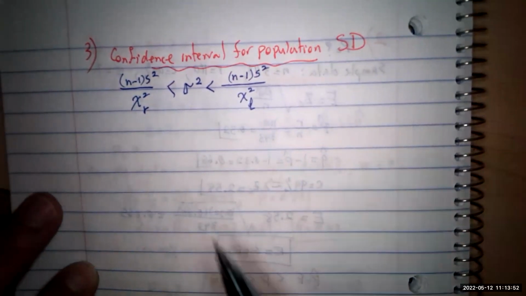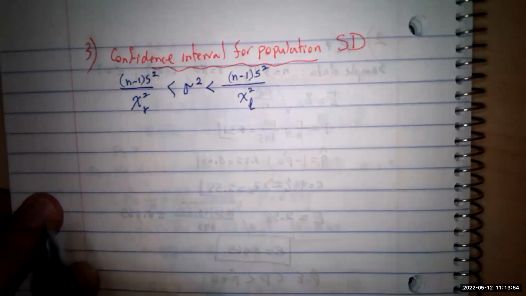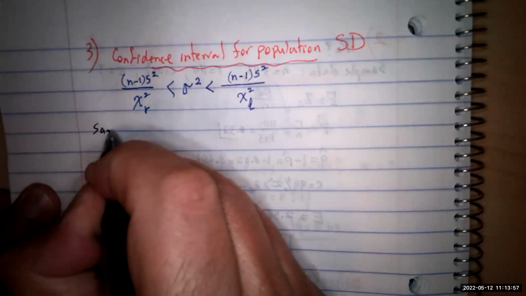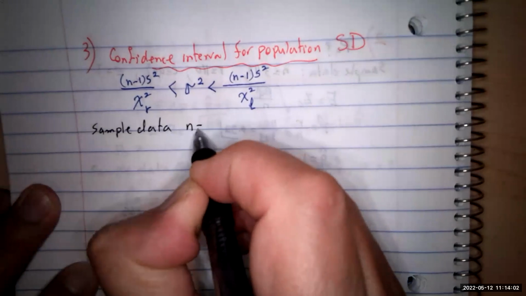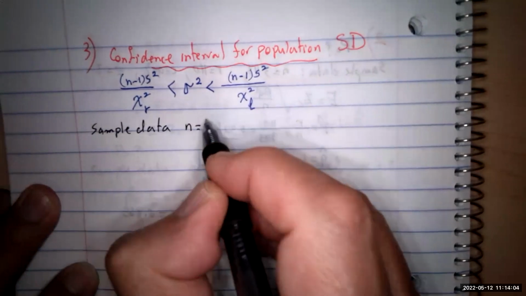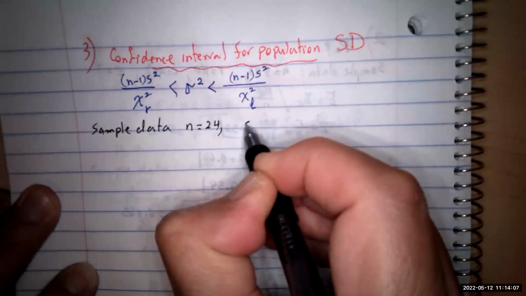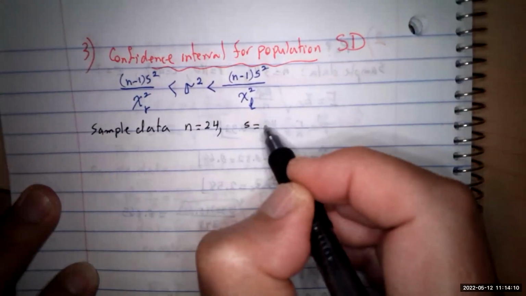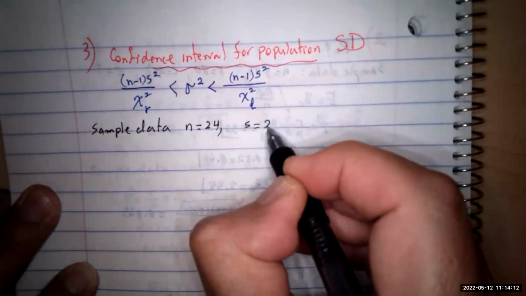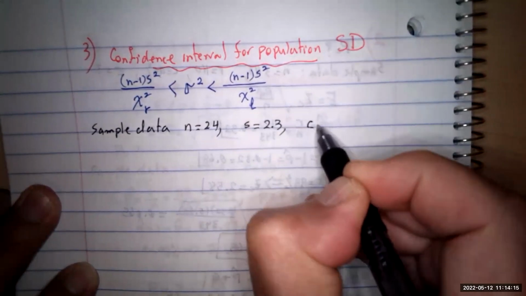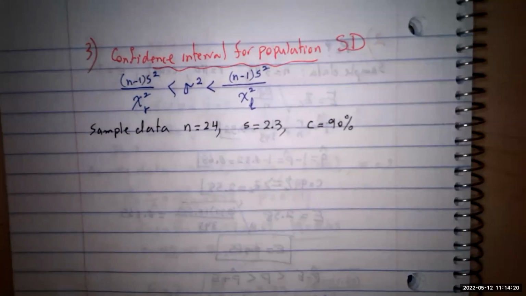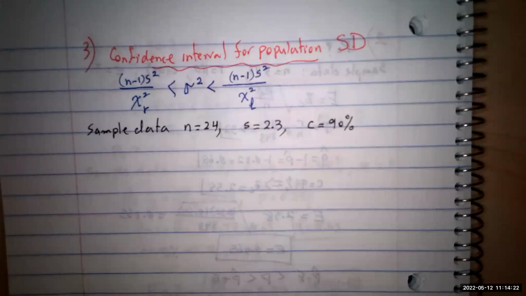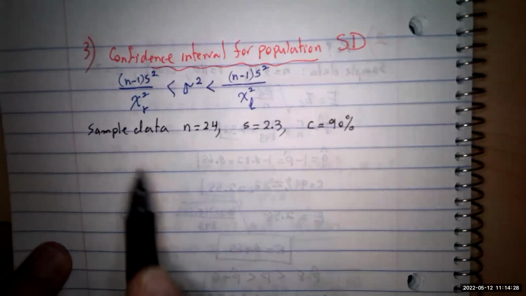We talk about it. So we collect the information first. What do you have? Sample information. Sample data, 3 numbers only. Sample size: they pick 24 students. Sample standard deviation, S, is 2.3. Confidence level, C, 90%. That's it. This is all you need and all you'll be given. Okay, we have to find the chi-square to the right, to the left.